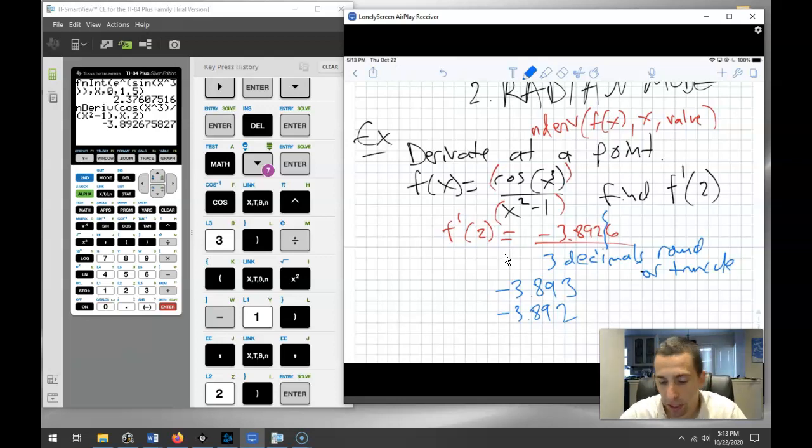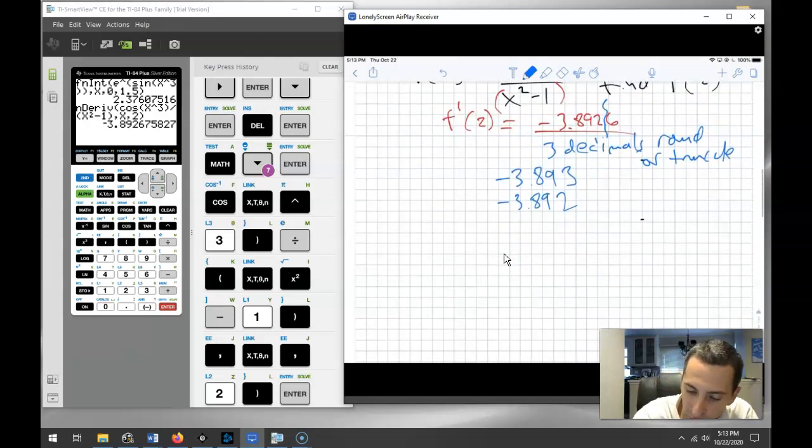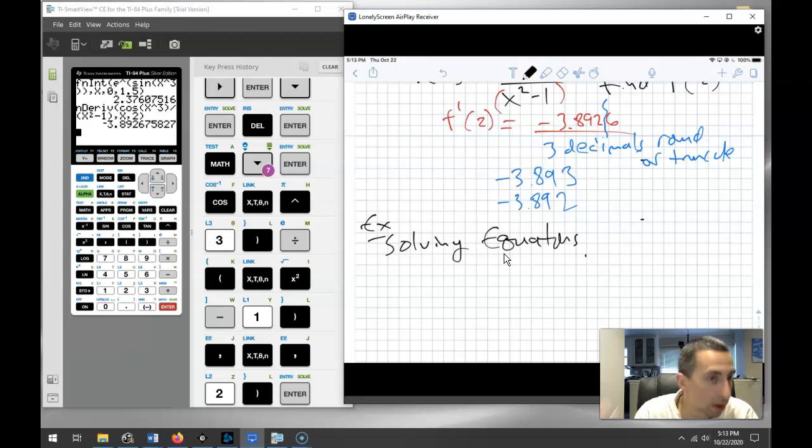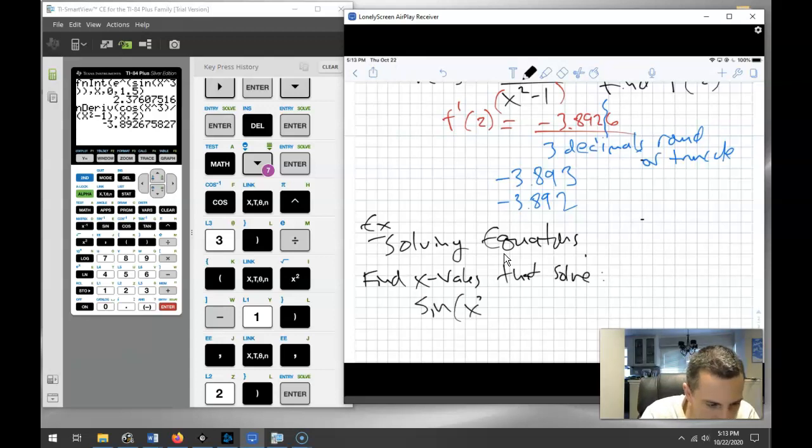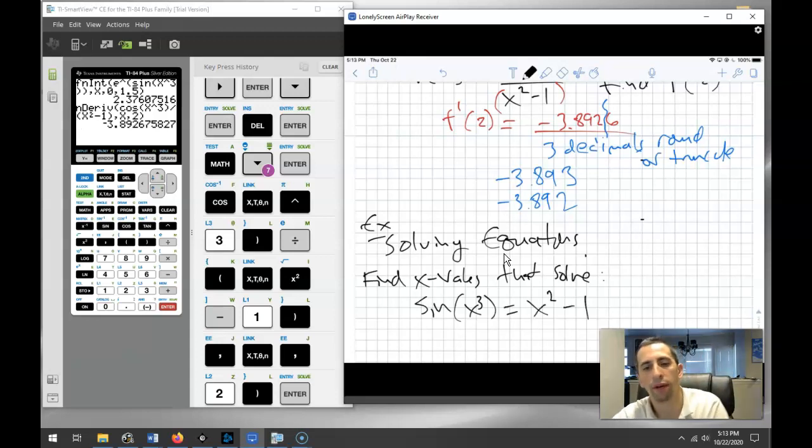Next up, let's go to solving equations. This is another useful skill that we're going to do quite a bit in this chapter. So solving equations. And there are a couple different ways. Basically, you're going to find the x values that solve this equation: sine of x cubed equals x squared minus 1.